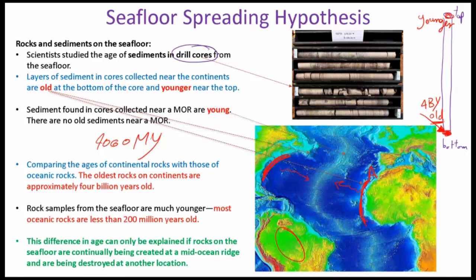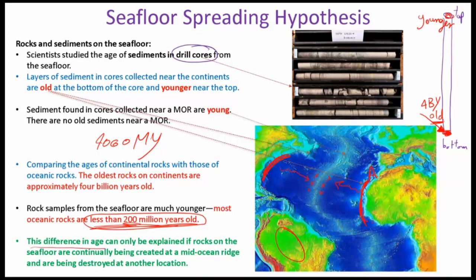and when they take samples, they found that these samples become younger and younger. So when they take samples very near to the mid-ocean ridge, they found the age of these samples to be very young, around or less than 200 million years. So the age of these samples near the mid-ocean ridge is less than 200 million years. Okay?